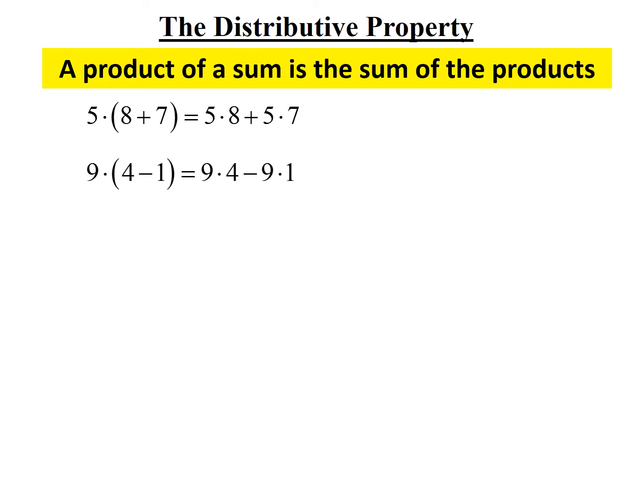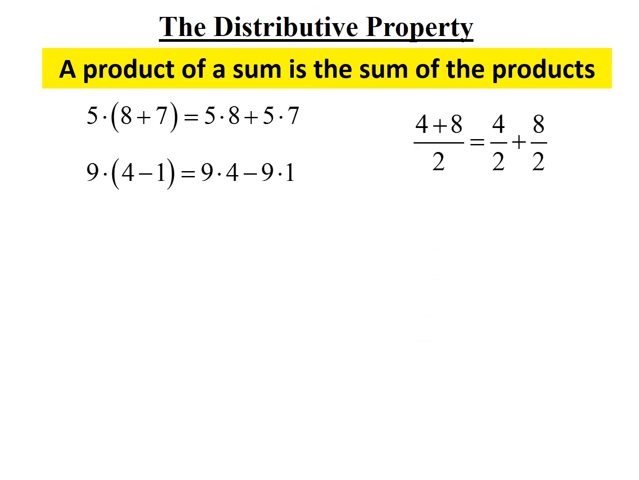So the operation on the outside of the grouping is multiplication. That's a level 3 operation. On the inside, we have addition. So we can distribute a level 3 onto a level 2. That holds true for our second example, where I have 9 times the quantity of 4 minus 1. The operation on the outside is a level 3. The operation on the inside is a level 2.